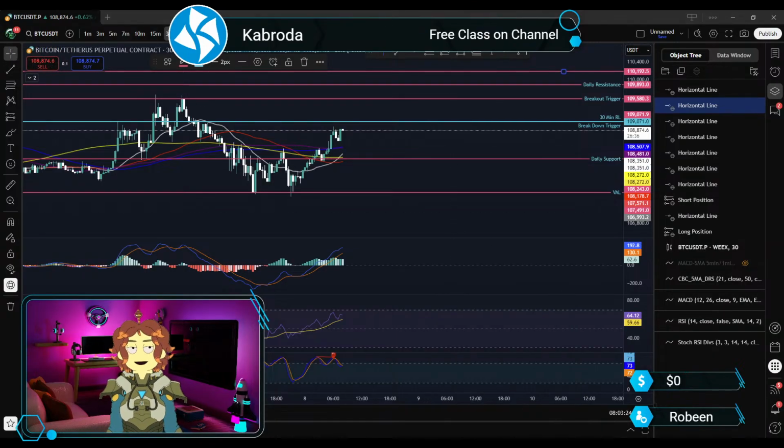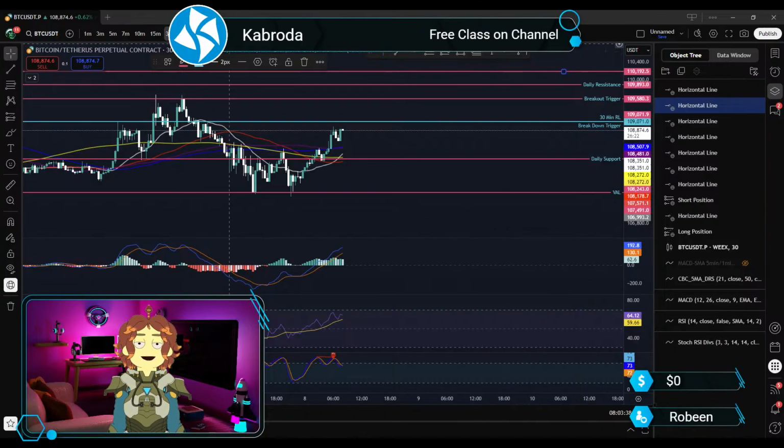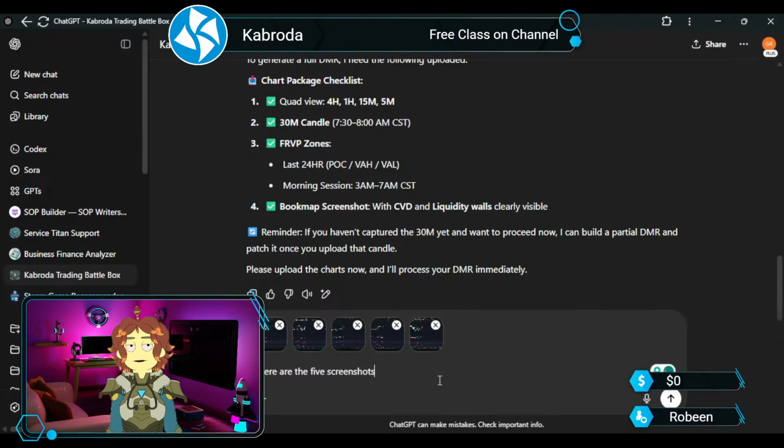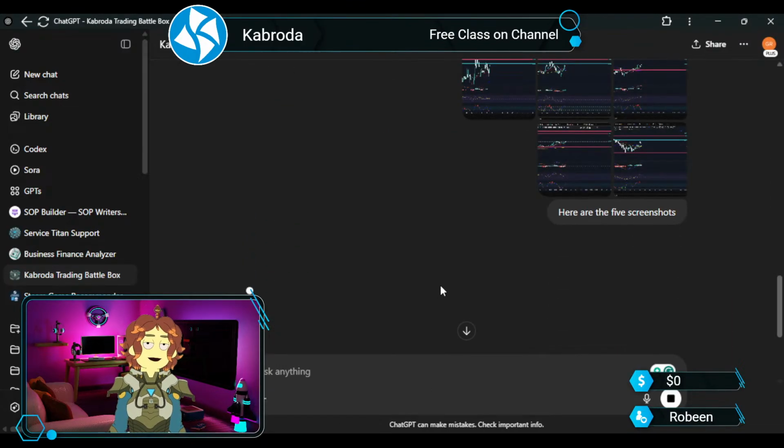If y'all don't know how to take a screenshot on Windows computers, it's Windows key, Shift, and then S all at the same time. Then you just move your mouse, click and drag the box over what you want to take a screenshot of. All right. Go back to ChatGPT. Here's your 5 screenshots. Boom. Send it in. Let's see what it says about today.